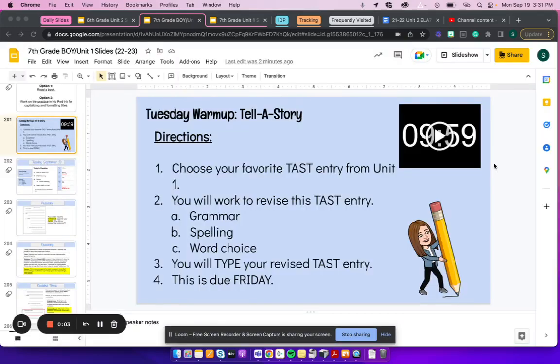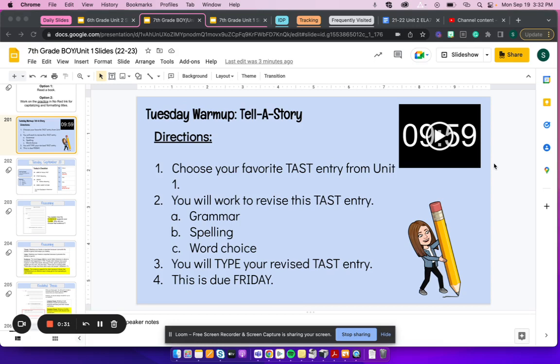Okay, guys, so today you need to complete all the tasks in Schoology, and I'm going to go ahead and walk you through those so that you know exactly what you need to do. So the first thing is your Tell a Story Tuesday warm-up. Now, today's Tell a Story Tuesday is different from what we've done in the past. Instead of writing about a new prompt, today you are going to choose your favorite Tell a Story Tuesday entry from Unit 1 that you have written so far.